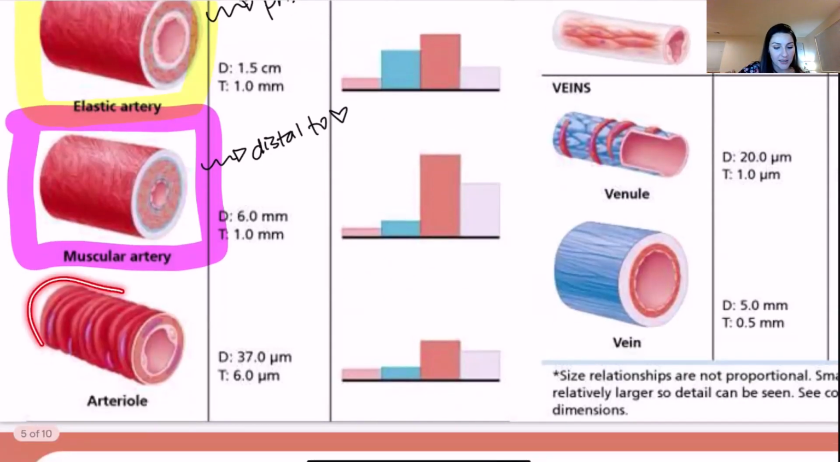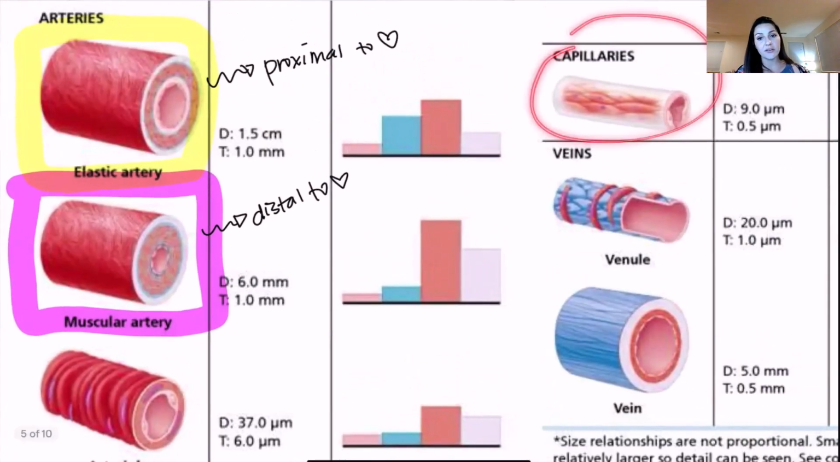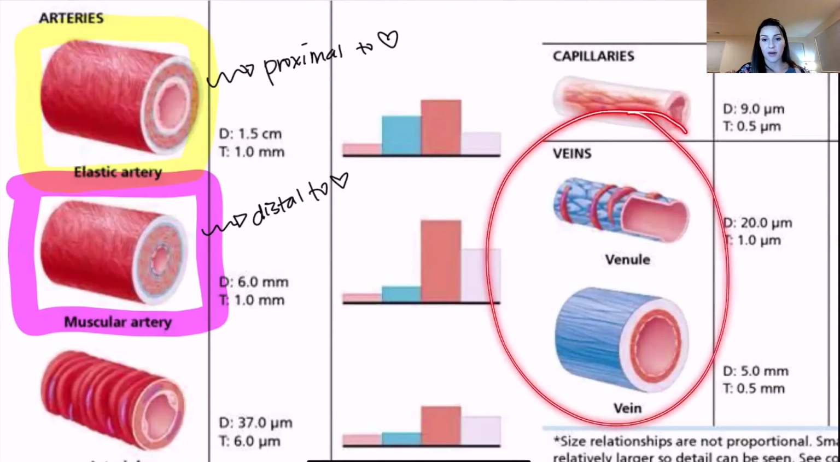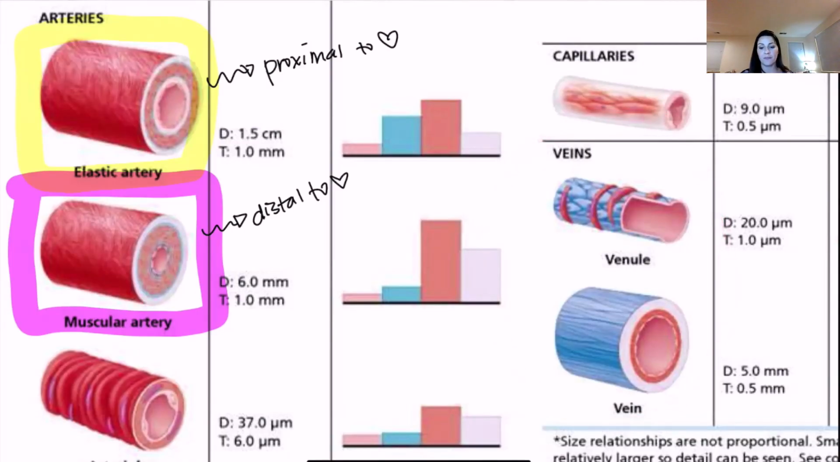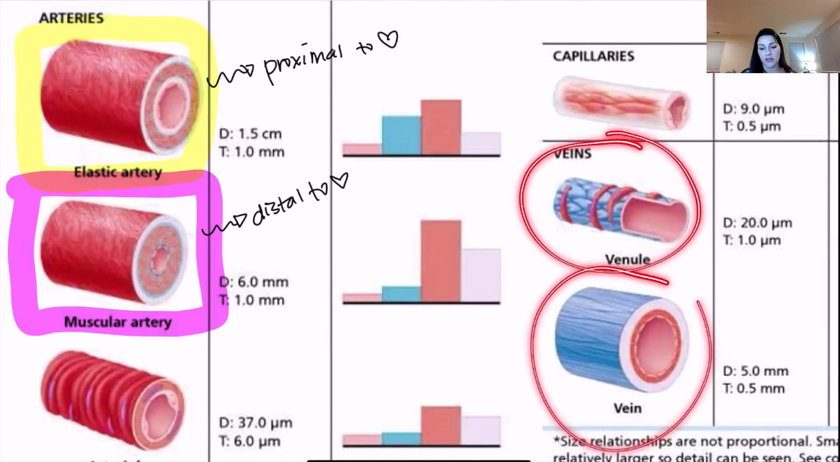See how small it gets? Anyways, we also have some capillaries. There's different flavors of those. I'll show you on the next slide. But then I want to spend some time talking about veins, venules and veins. Venules, little veins, veins, regular veins.